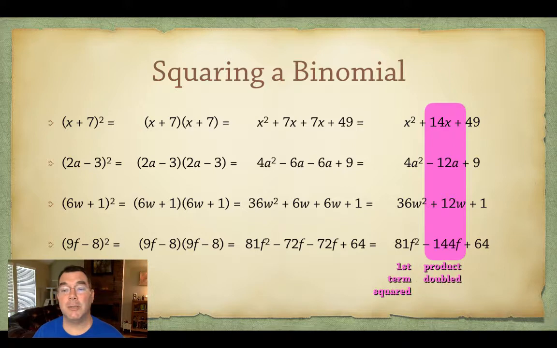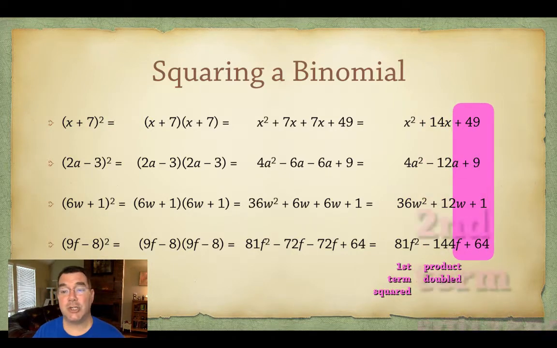The middle term is a little bit tricky, but all you have to do is take both terms that are in the parentheses, multiply them together, and then double that. So in the first example, the x times the 7 would be 7x. Double that and you get 14x. The 2a times the negative 3 would give negative 6a. Double that and you get negative 12a, and so on through the other two examples.